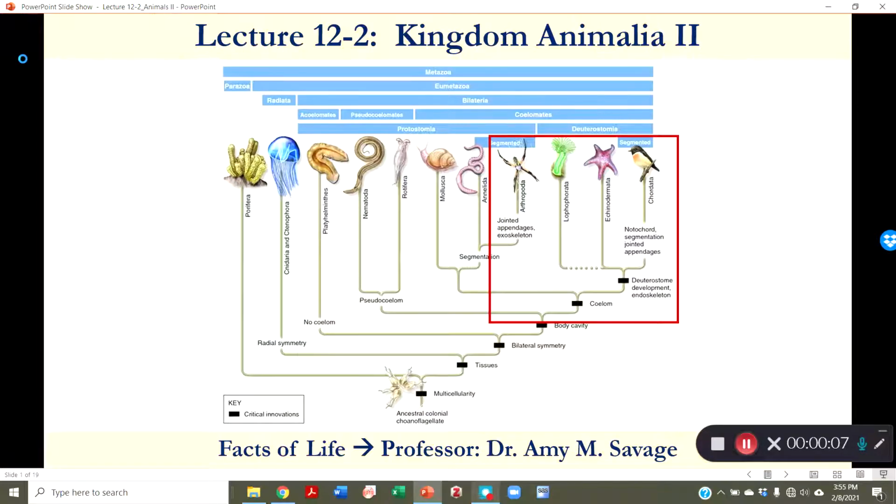We're now going to round out our discussion of animals by talking about the more derived groups. If you remember, the last thing we talked about were these segmented worms, the annelids. Now we're moving in and we're going to talk about arthropods. There are two major innovations that happened in the evolution of arthropods.